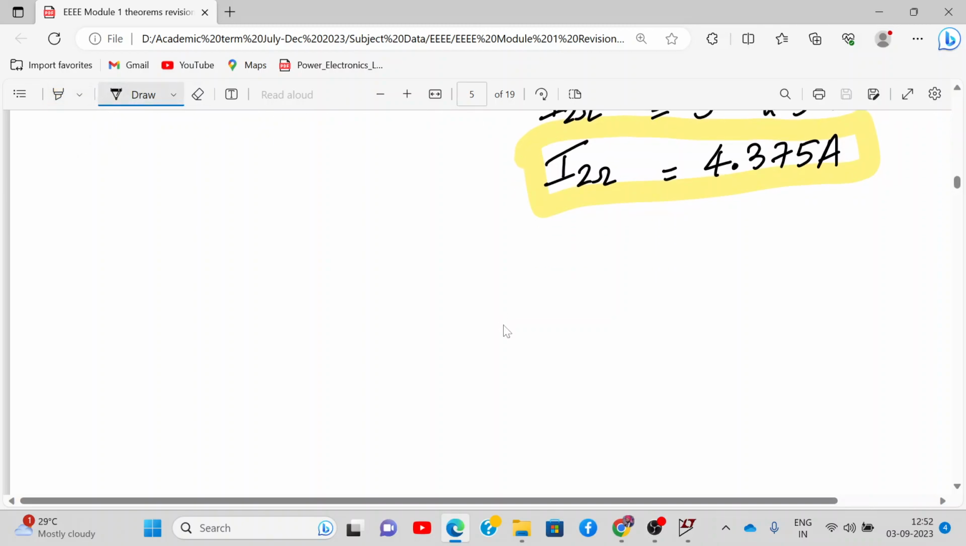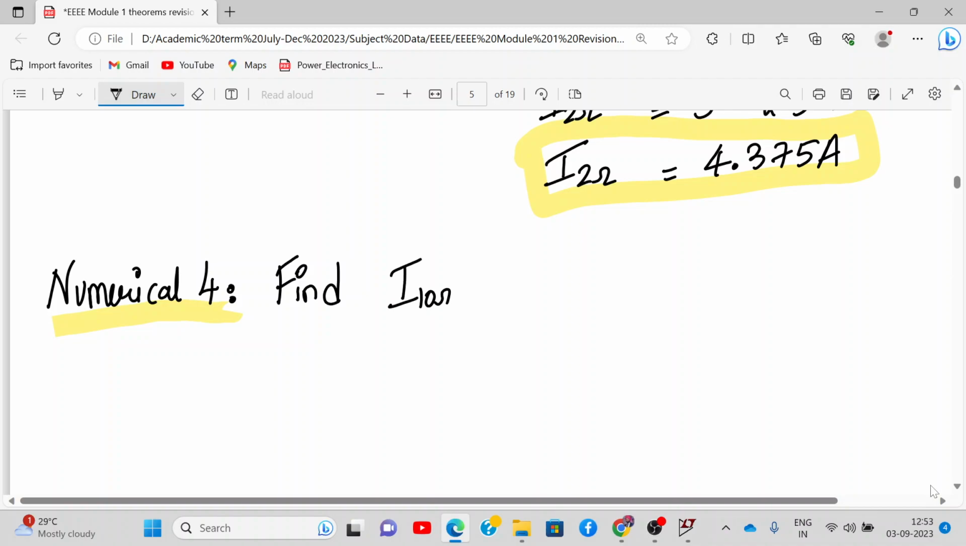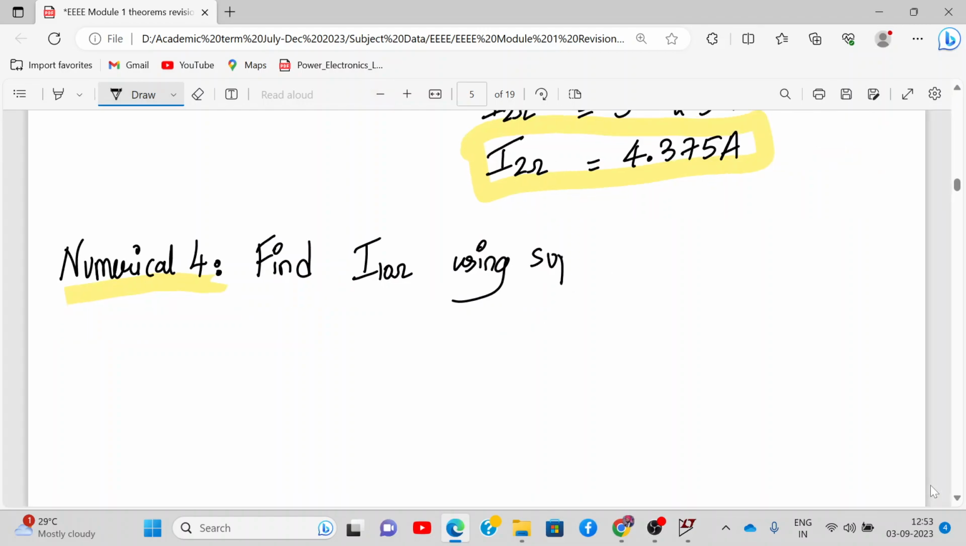Okay, sir. So we'll solve one last numerical for the day and we call it off. Numerical number 4. So quickly solve it. Normally these numericals are asked for 10 marks, so you should solve it within 20 minutes. So let's keep an aim of solving it by 1:15. Find the current flowing through the 10 ohm using the superposition theorem. Using superposition, and this is the diagram.